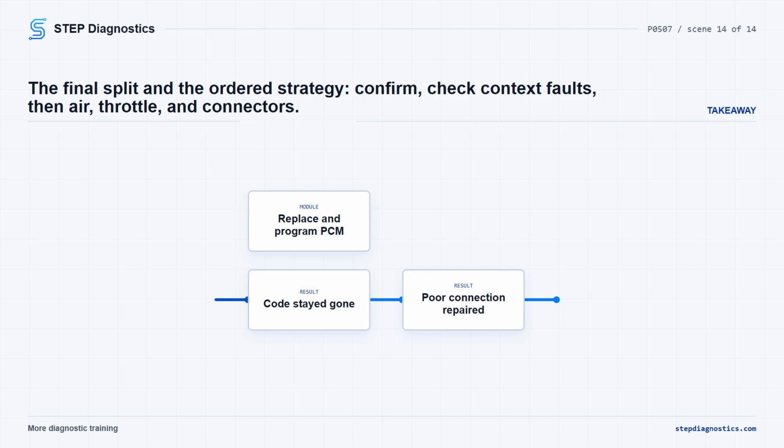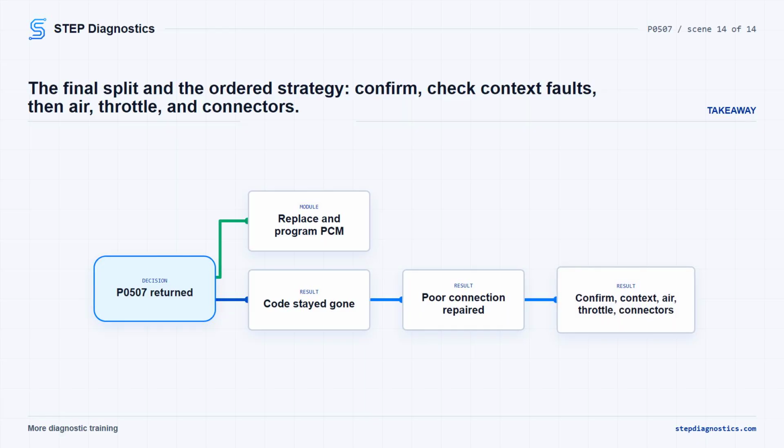The takeaway is simple. Confirm the code. Rule out related throttle body or ABS data issues first, then work through unmetered air, throttle body operation, and connector integrity in order.